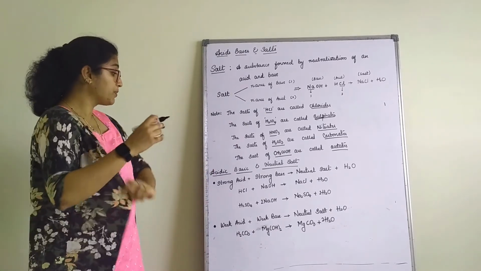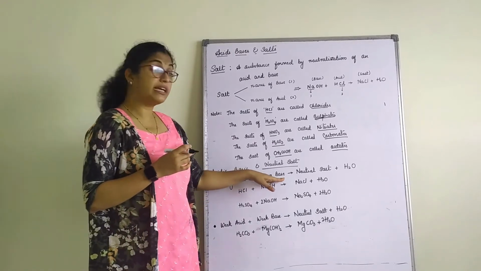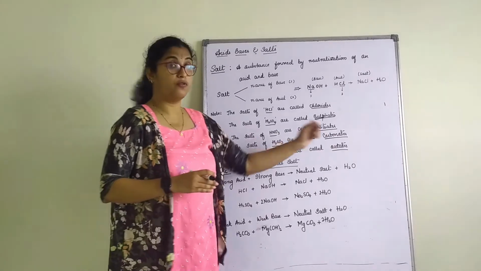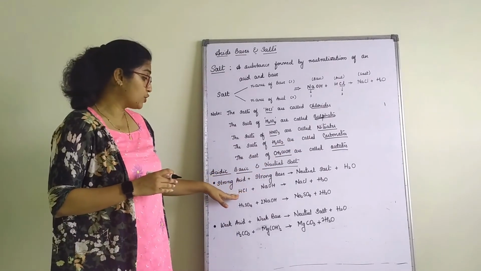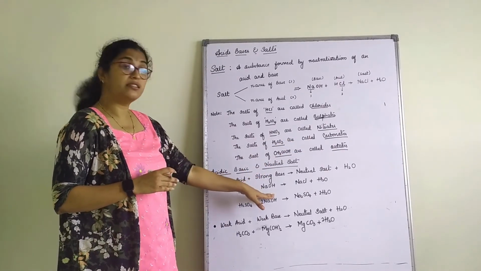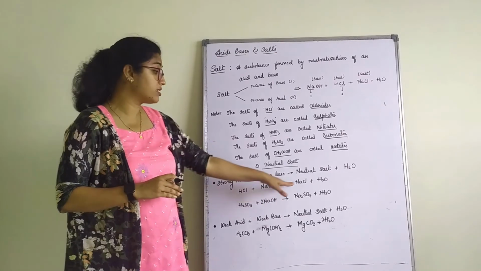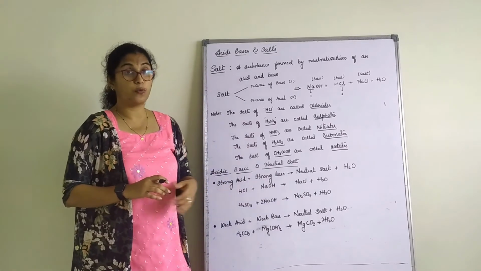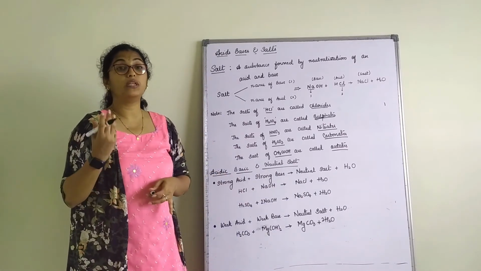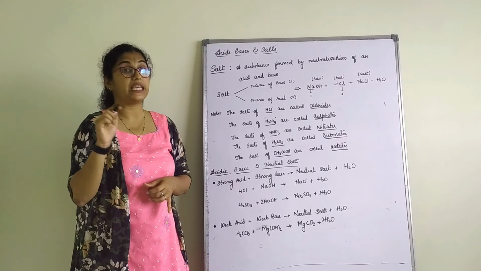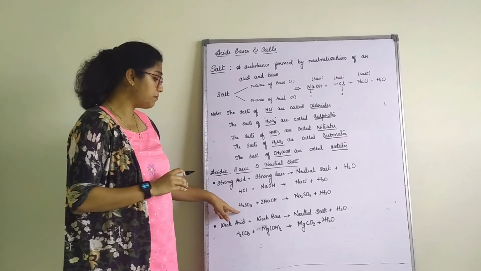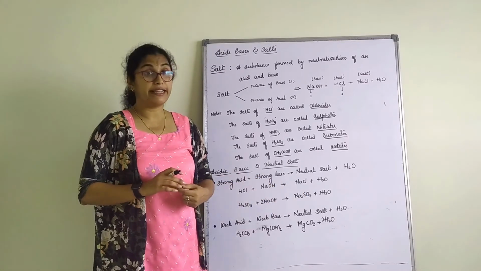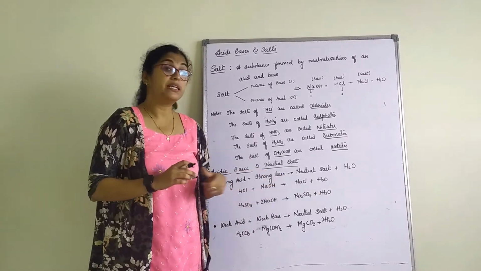Let us see. When a strong acid reacts with a strong base, we get a neutral salt and water. Correct? An example of a strong acid is hydrochloric acid. A strong base can be sodium hydroxide. We get a neutral salt, NaCl and H2O. Neutral salt means its pH will be 7. Another example, sulfuric acid with sodium hydroxide will give you sodium sulfate, sulfate family, plus water.